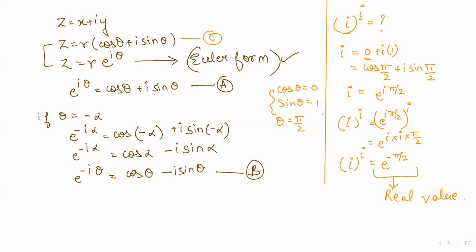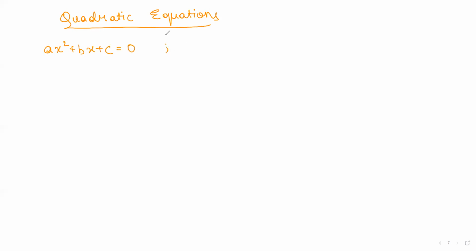And the explanation of this was given because it's related to Euler's form. We'll now start with the second part of the chapter, or the theory part of the second part of the chapter, which is quadratic equations. Now, quadratic equations we know are represented by ax squared plus bx plus c is equal to 0 in general form, where a, b, c are coefficients of x squared, x and c is a constant term.